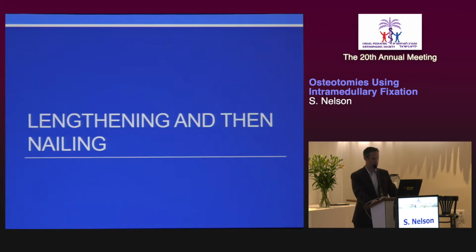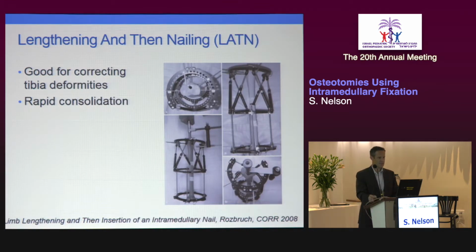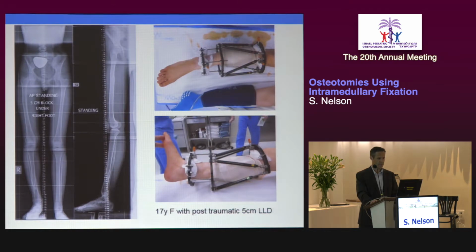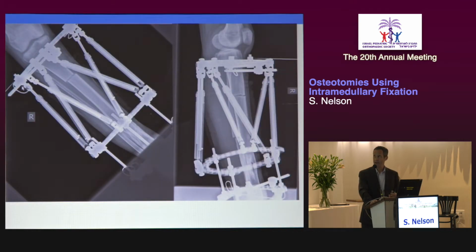Another technique known as the lengthening and then nailing technique. This is especially helpful for correcting proximal tibia deformities, and the placement of the nail after doing the lengthening with the external fixator provides a stimulus for regenerate bone, and there's rapid consolidation that occurs after these cases, allowing early rehab. This is a case that was done with a Taylor Spatial Frame in a girl that had a 5-centimeter leg length discrepancy post-traumatic with a varus deformity in the proximal tibia. So you can provide a very accurate correction.